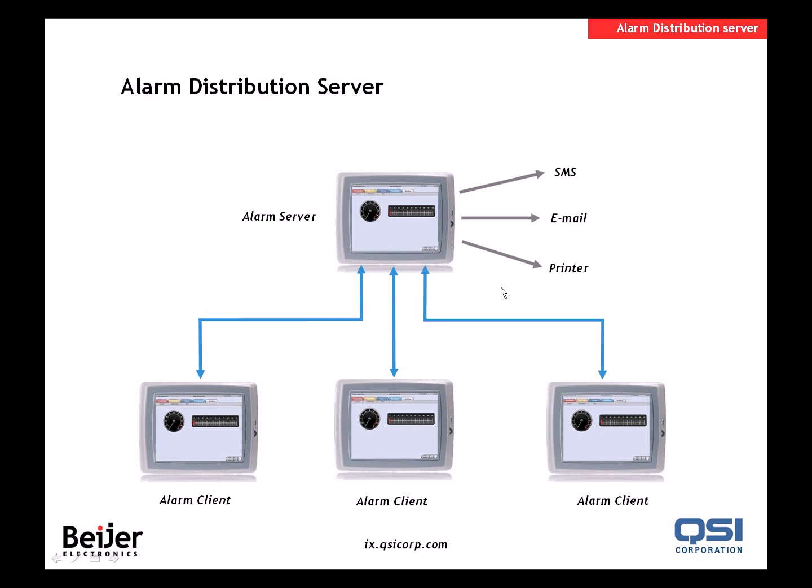So this is how it might look. You might have alarm server up here, which is sending out SMS, email, printer. Then you have the clients down here who are generating the alarms, but all the alarm information is sent to this central server, which is then sending out the SMS, email, and printing out the alarm.